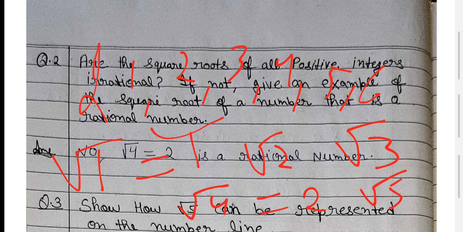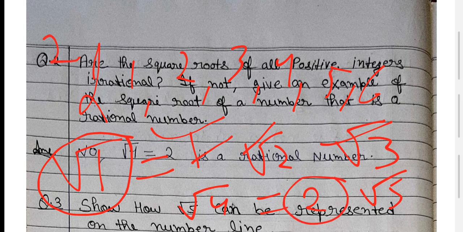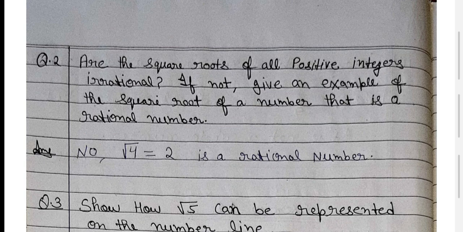So, under root 1 is 1, which is a rational number. When you take the square root of an integer, it becomes what? A rational number, because 1 is a rational number. Under root 2 is irrational, under root 3 is irrational, and under root 4 becomes 2 when you solve it. So can you write 2 as 2 by 1? So it is also a rational number. It means that when you take the under root of a positive integer, suppose you take 4 here, it becomes 2.